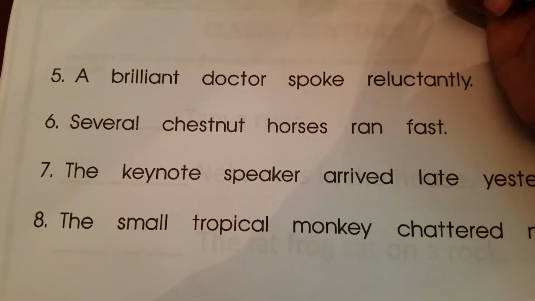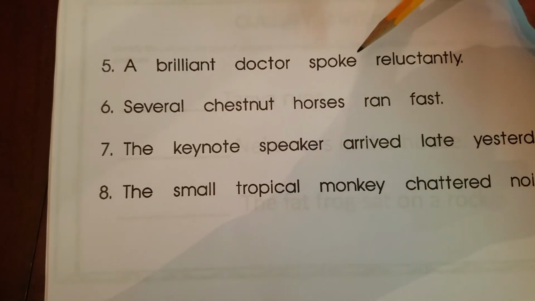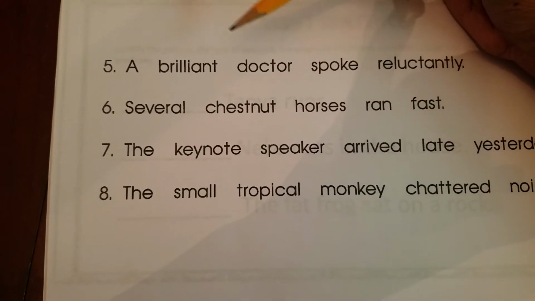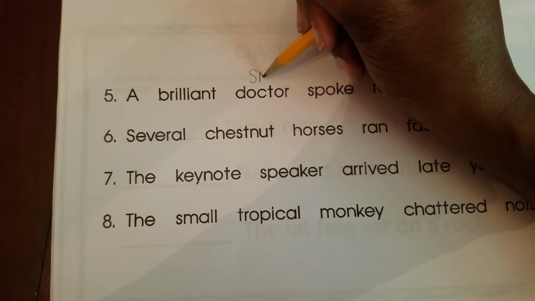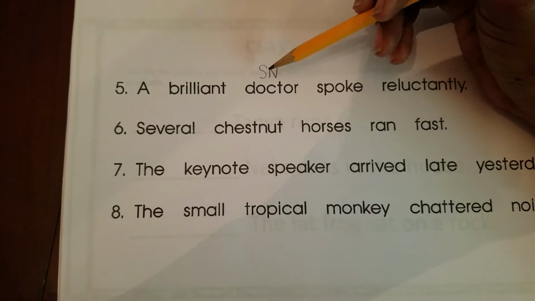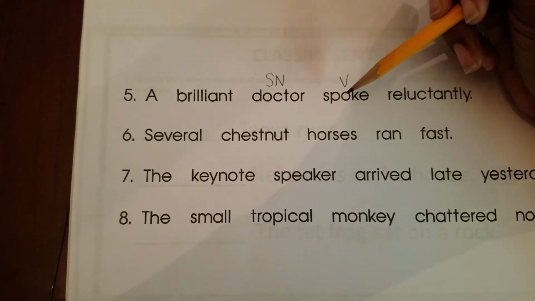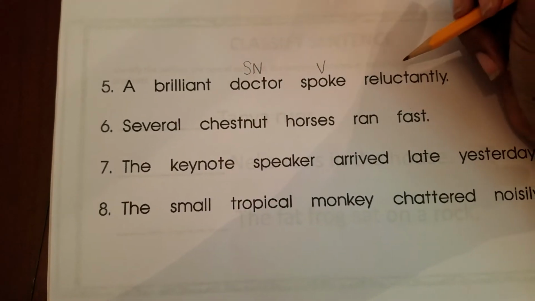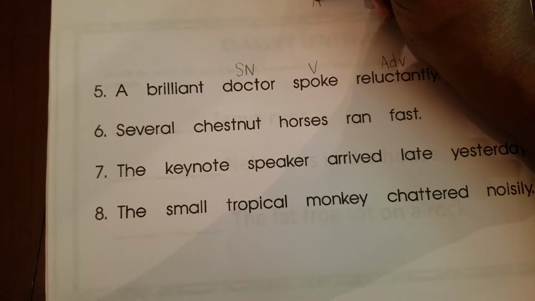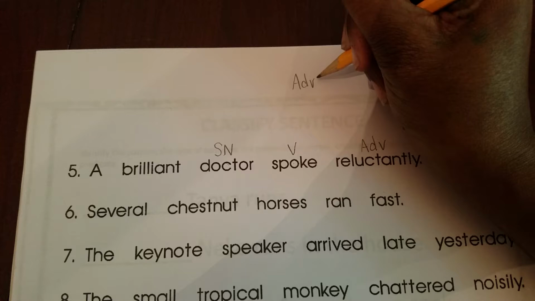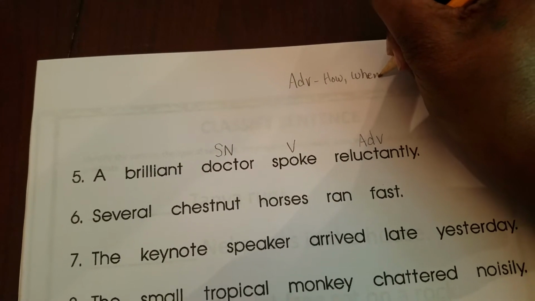I'm going to keep with my pencil because I think my marker is bleeding, if you don't mind. "A brilliant doctor spoke reluctantly." Who spoke reluctantly? Doctor. Subject, noun. So remember, we're going to stay with the script over and over. What is being said about doctor? Doctor spoke. Verb. Spoke how? Reluctantly. Adverb. So remember, our adverb is how, when, and where.